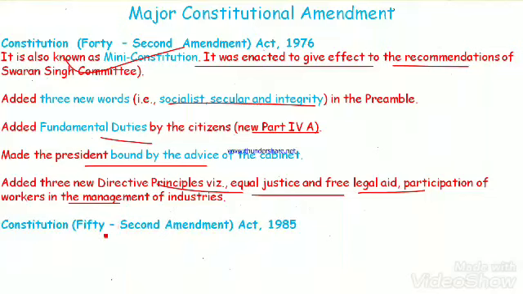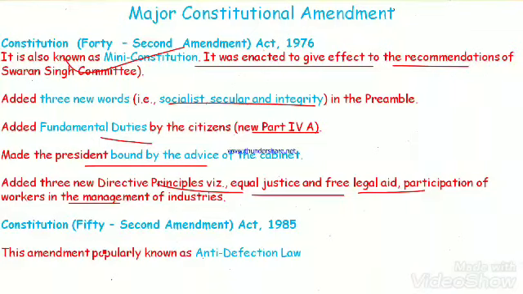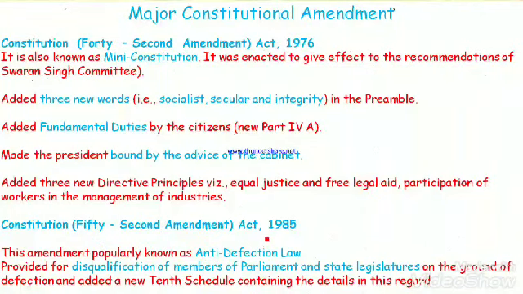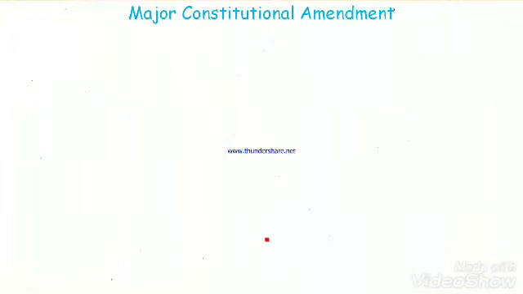Now the Constitution 52nd Amendment Act 1985. So what do you mean by this? This amendment is popularly known as the anti-defection law. It provided for disqualification of a member of parliament on the grounds of defection, and added the 10th Schedule, meaning any member of parliament can be removed under this act.